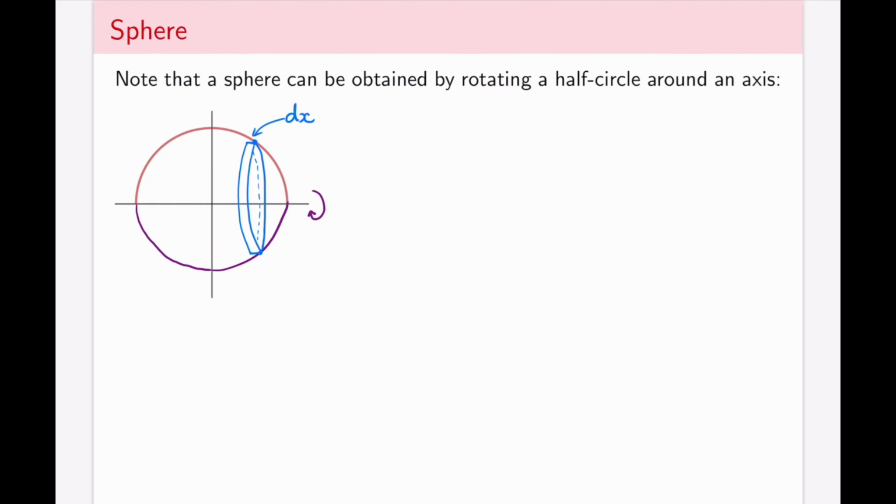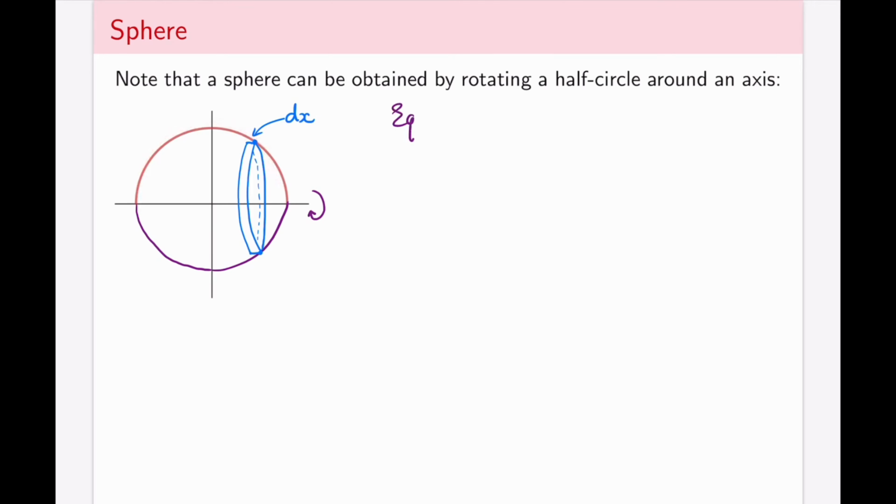I'm going to decide whether I will set up my integral in terms of x or in terms of y. Here I notice that the thickness of my typical disc spans in the direction of x, and therefore I will label it dx. One thing I need, though, is the equation of this curve, which I don't yet have.